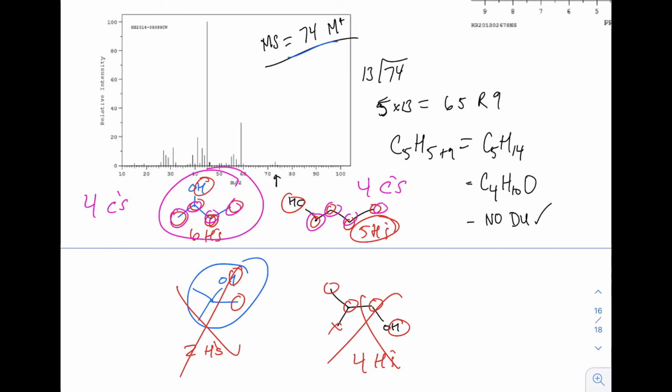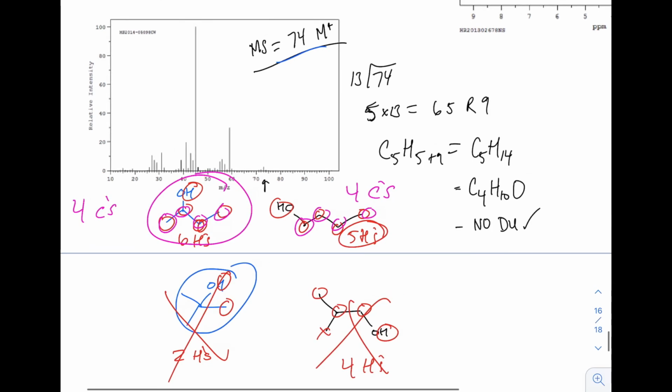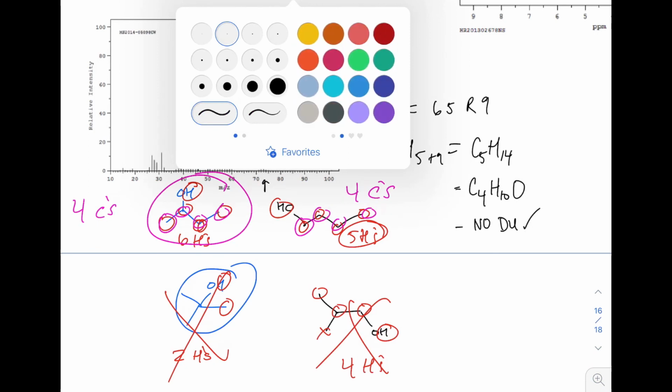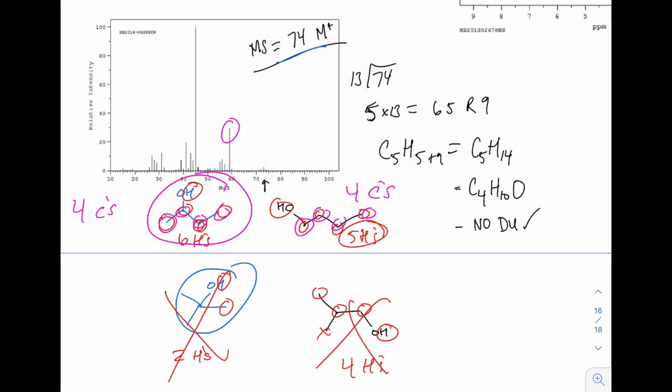But here's the cool thing about incorporating all of the spectroscopy elements. If you look at this particular peak right here, what color do we want to use? Let's use like a cool, nice color right here. I don't know what this is, turquoise. We got this one right here. That is about 59, right? And so if you do 74 minus 59, you get 15. And what do we know about alcohols in a mass spec? Well, they undergo alpha cleavage.